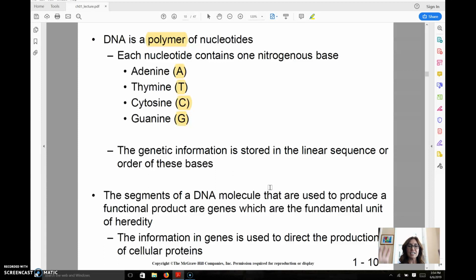Basically, DNA is a long molecule that can be broken down into individual segments or genes. This information is what allows cells to produce proteins. We're going to look at how that happens later on in the semester.